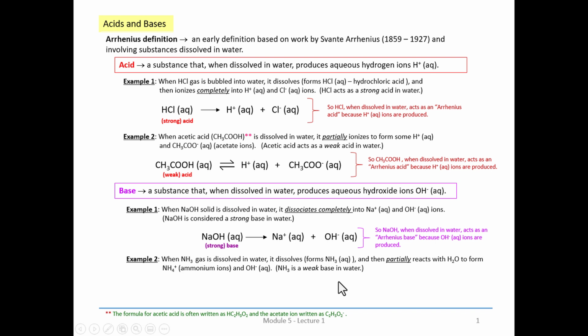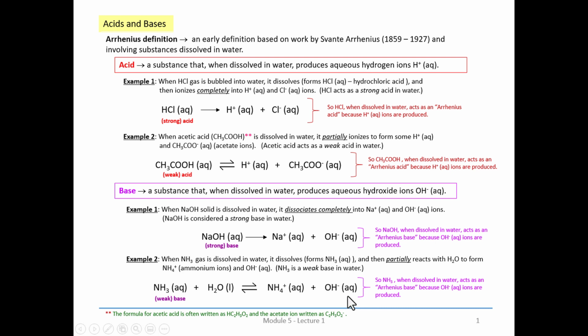How about a different base? Well, ammonia gas, when you dissolve that in water, forms aqueous ammonia. It then partially reacts with the water molecules themselves to form ammonium ions and hydroxide ions. We will constantly call ammonia a weak base because it just partially reacts. But again, the most important thing now is to see that it's acting as a base under the Arrhenius definition because it's forming hydroxide ions when dissolved in water.